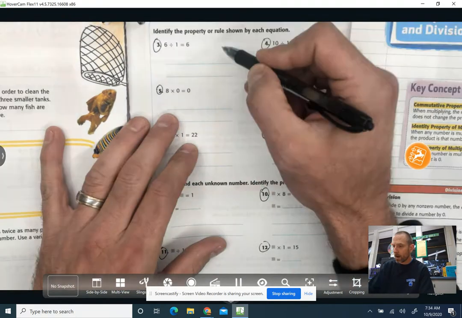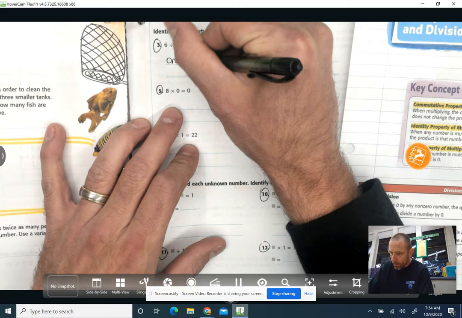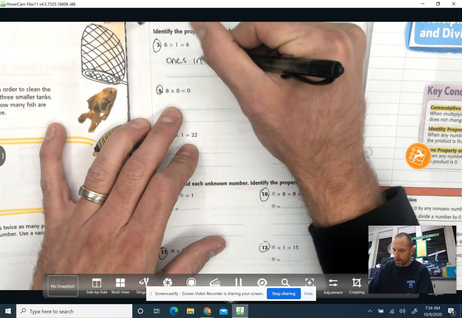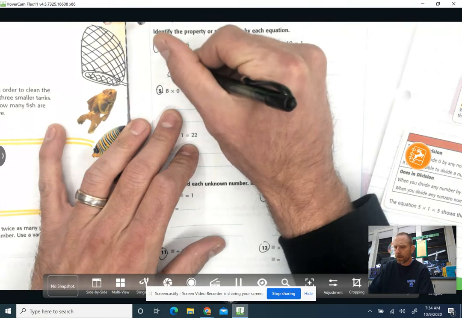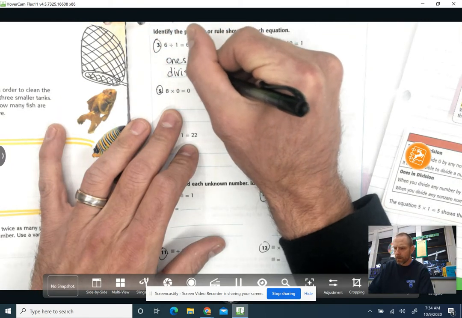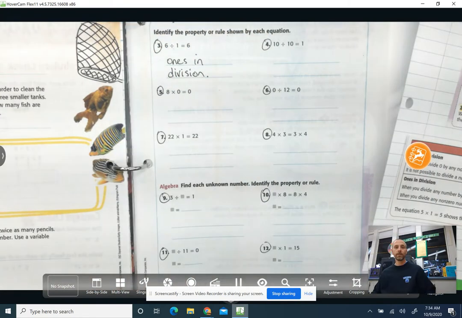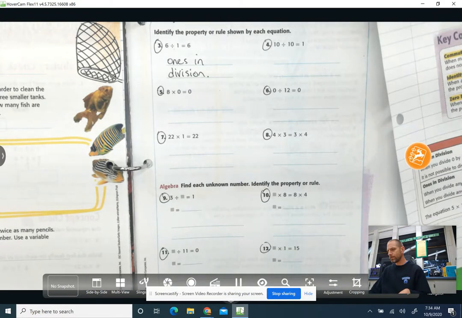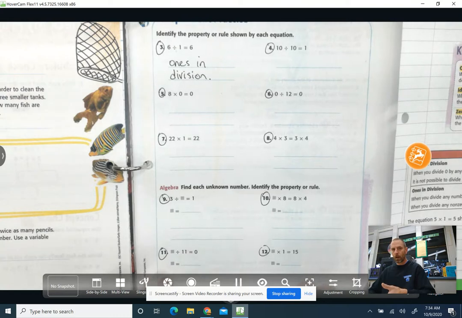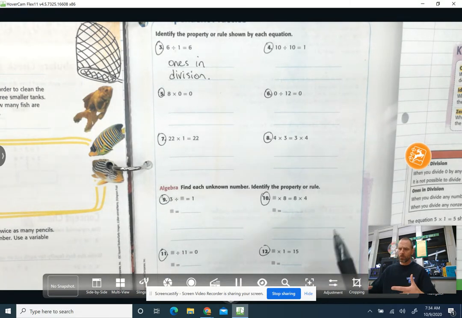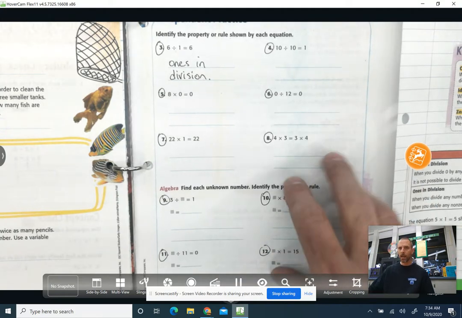So I see the pattern as ones in division. 3, what's the property or rule? Ones in, I don't have enough room to write division there, so I'm going to use the second line they gave me. Okay, ones in division. Let's move over here to number 4. Okay, make sure you're pausing this tutorial. We've identified what problems we're doing, and I want you to make sure that you're pausing the tutorial so that you can give it a shot.